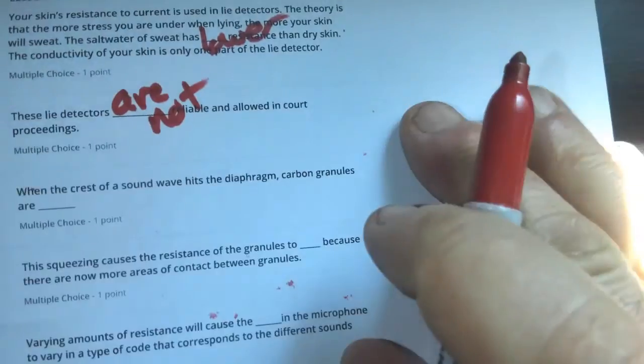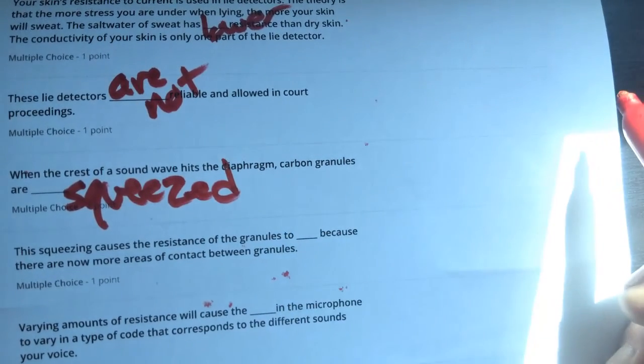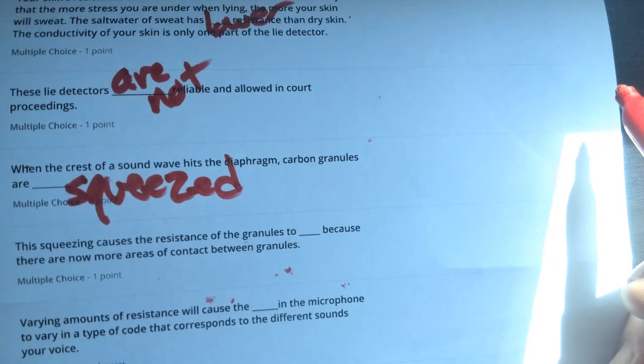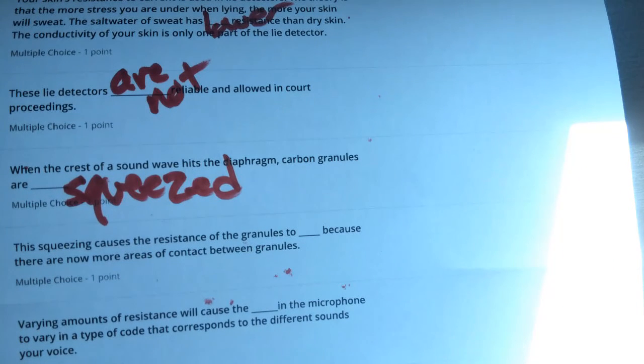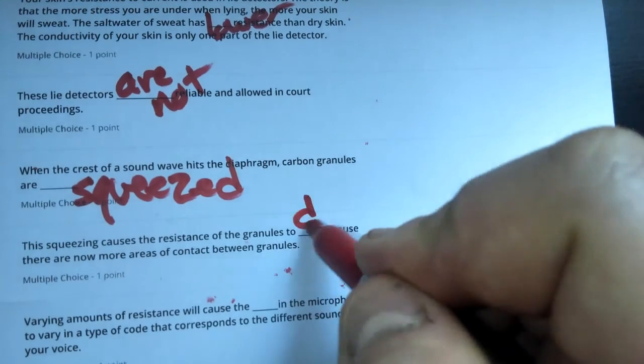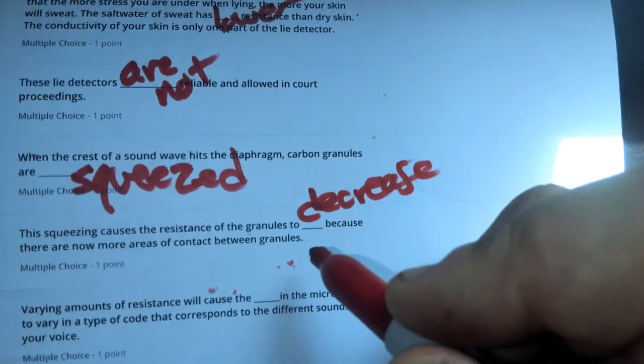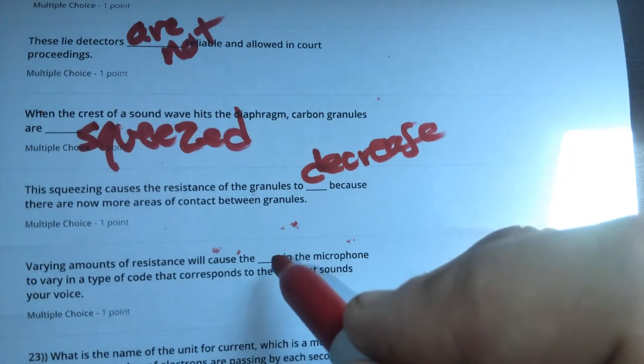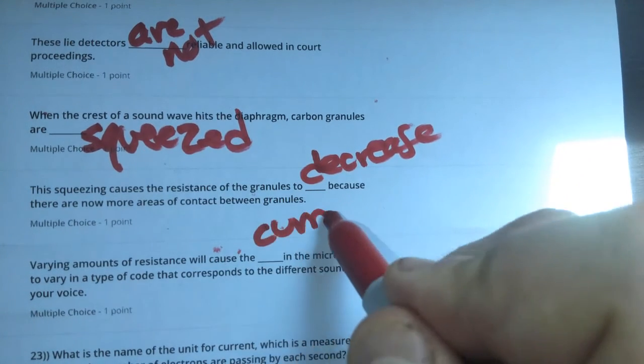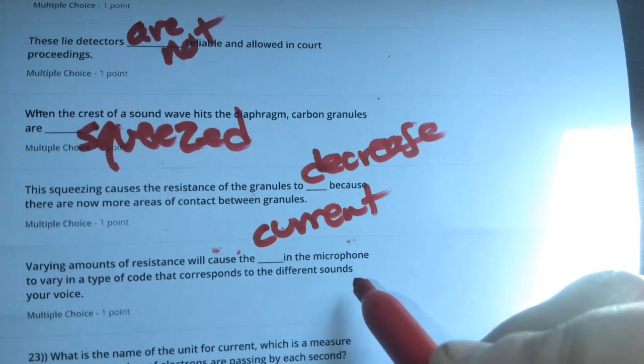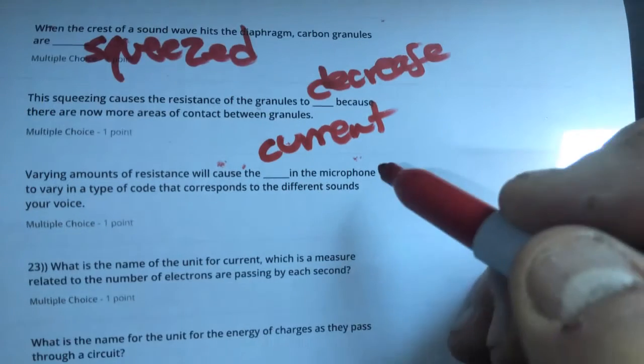Number 22, when the crest of a sound wave hits a diaphragm, carbon granules are squeezed. And so therefore they have more points of contact, and there's less resistance in the microphone, and more current comes out of it, and the stereo or amplifier or whatever uses that varying current to transmit your sounds. This squeezing causes the resistance of the granule to decrease because there are now more areas of contact. Varying amounts of resistance will cause the current in the microphone to vary in that type of code that corresponds to different sounds.